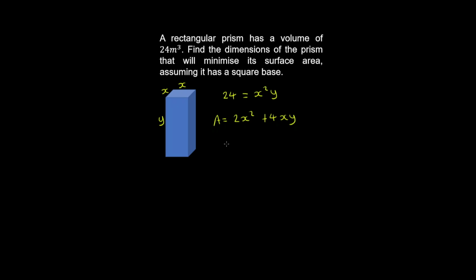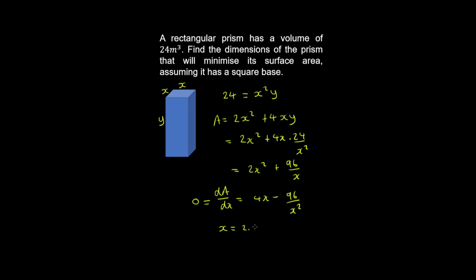Now we can substitute for y to make the area a function of one variable. So we have 4x multiplied by 24 on x squared, and that gives 2x squared plus 96 on x. Then differentiating the area with respect to x, we get 4x minus 96 on x squared. Now you can set the derivative to 0, and that's going to give you x equal to 2.9 meters. And if you substitute for x in this equation, that's also going to give you y equal to x.